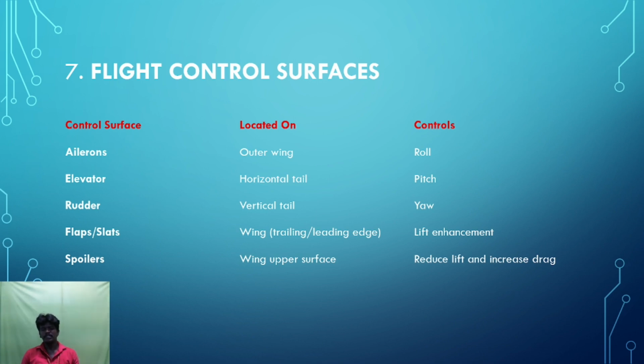The lift enhancement is done using the flaps. Spoilers are on the wing upper surface. They reduce lift and reduce drag. If we need to reduce the lift at a time, we use spoilers.